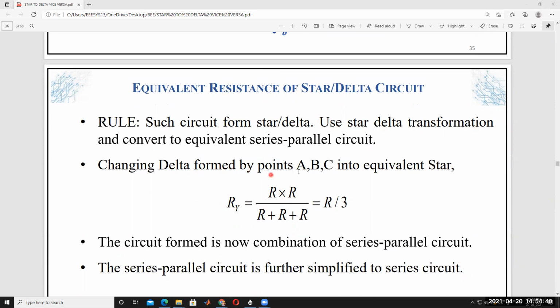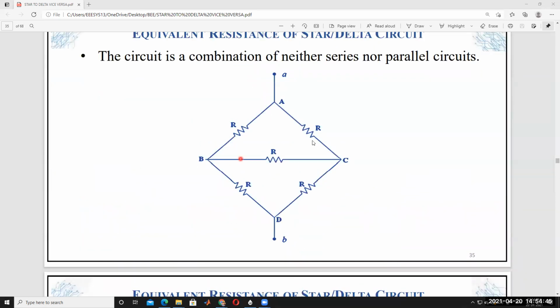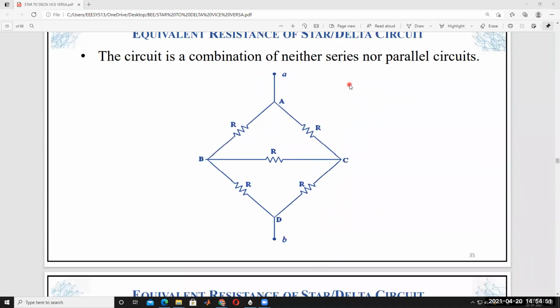Changing the delta formed by the points A, B, C to an equivalent star, like this. After converting this delta to star, the resistors become like this. This is called the delta circuit, and this is the star circuit. You will get this star circuit. So this is called R by 3, all equivalent resistances. That's why this is called R by 3.